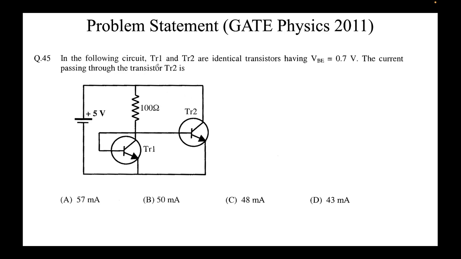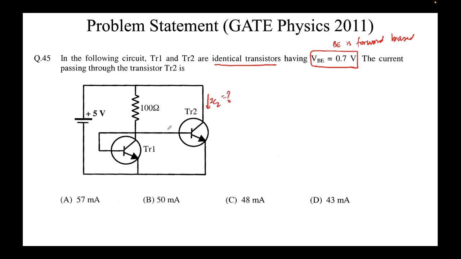The question says, in the following circuit, TR1 and TR2 are identical transistors. We'll see what we mean by identical. Having VBE equal to 0.7 volts. So we are given that their base emitter is 0.7. This means base emitter is forward bias. Note that these are NPN. So if this is positive, this means this is forward. Base is P, emitter is N. So P is at a higher potential compared to N. This means this is a forward bias. And the current passing through transistor 2 is, so we need to find this current. Let's call this IC2 maybe. Okay. So we need to find the value for this.